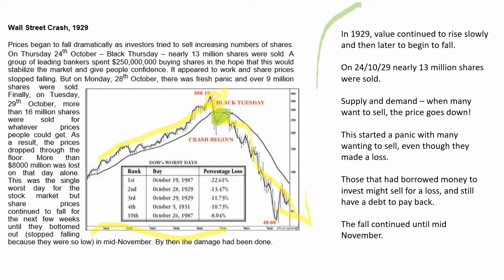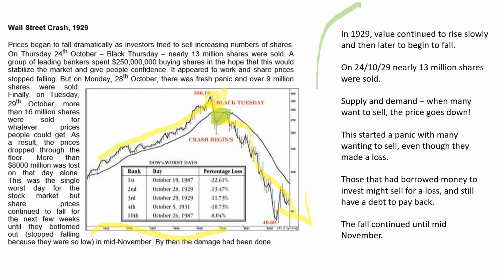They had borrowed money to invest, and they might sell for a loss, and at that point, they would have to pay back a debt to the bank. But they still continued to sell until mid-November, when the prices bottomed out. This is the short-term cause of the stock market crash.